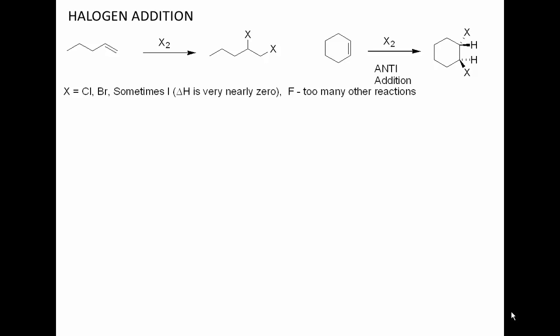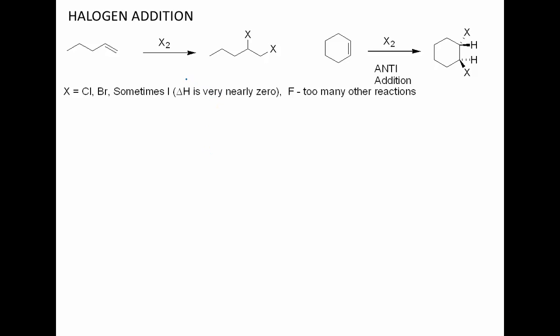Okay, in this video we're going to continue looking at some additional electrophilic and otherwise additions to the alkene group. The reaction that you see here at the top is called halogen addition.